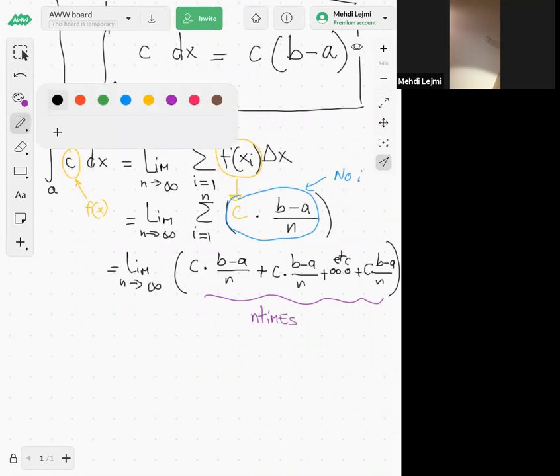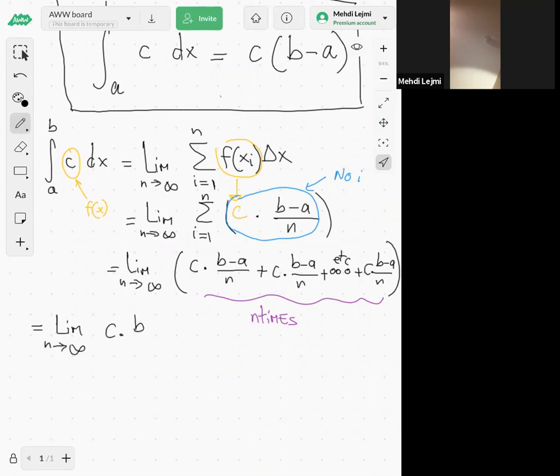So we're going to have limit n going to infinity. I'm going to have c times (b minus a) over n, n times, so times n. Now, there's an n in the top, there's an n in the bottom, they cancel out. So it's just the limit n going to infinity of c times (b minus a). And here, there's no n, right? So this limit is just going to be the same thing. It's equal to c times (b minus a). There's no n.